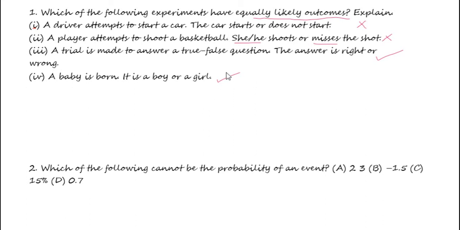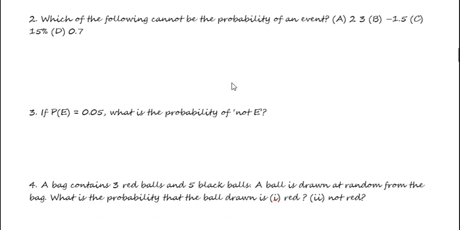Second one, which of the following cannot be the probability of an event? This is 2 by 3, 2 by 3, minus 1.5, 15% and 0.7. We said P(E) will be less than or equal to 1 and greater than or equal to 0. It has to be between 0 and 1.